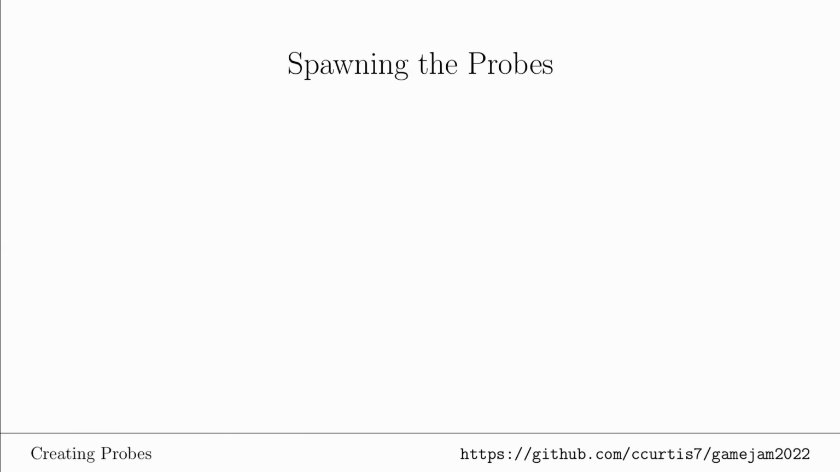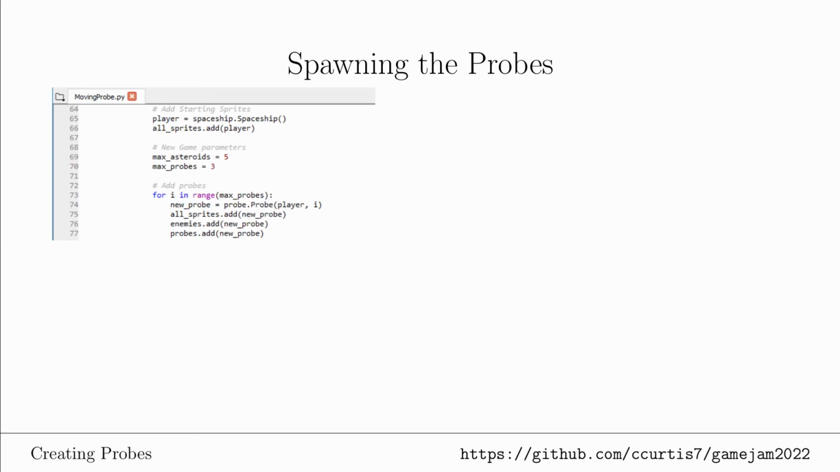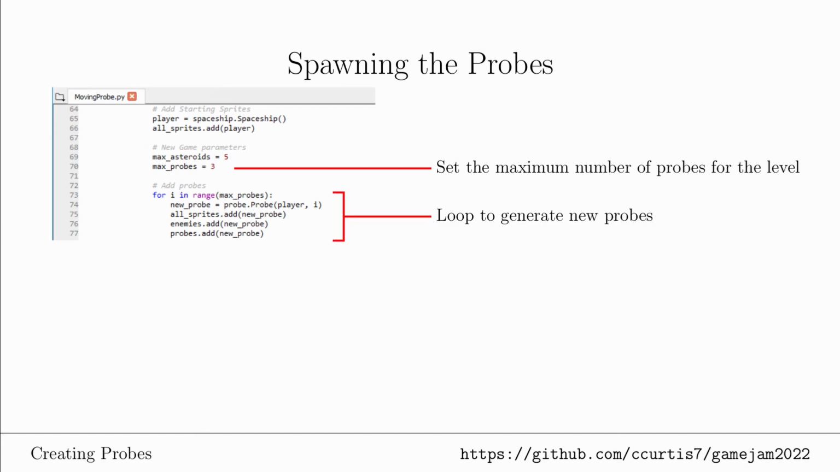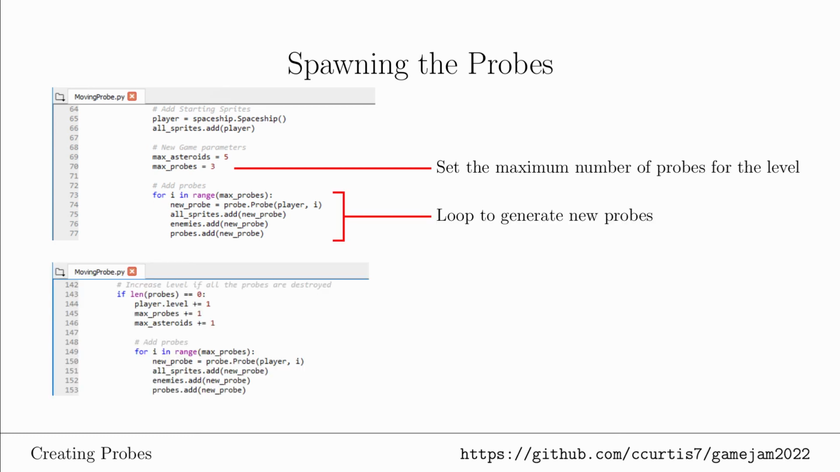We will need to create the probes at the start of the game, and then increase the level when the probes are destroyed. Notice that we've added a max probes parameter, and that we have a loop to create that number of probes. In the main game loop, we have a check to see how many probes remain. If there are 0, then we increase the level, increase the maximum number of probes by 1, and also increase the maximum number of asteroids by 1. This will increase the intensity of the game as the player gets further along.